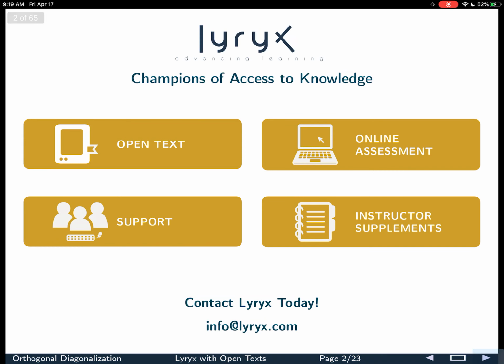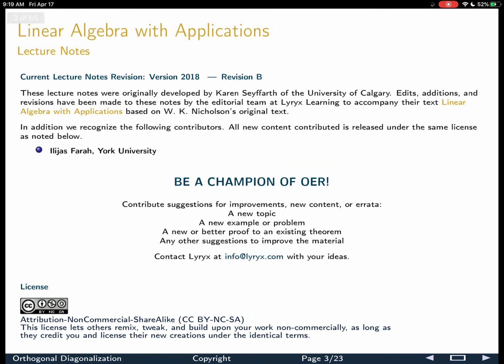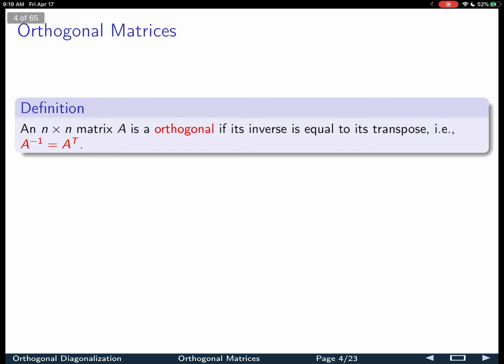Anyways, on to section 8.2, which is all about orthogonal diagonalization. Real quick, we'll remind you what the definition of an orthogonal matrix is. It's a matrix whose inverse is equal to its transpose. And as we will see shortly, an orthogonal matrix also has some other important properties.